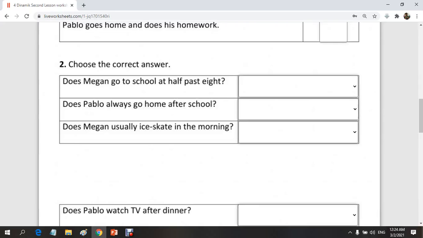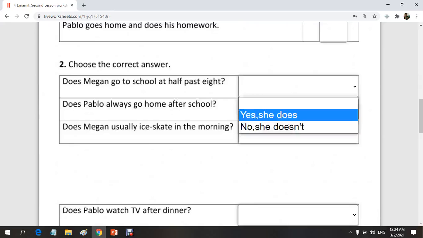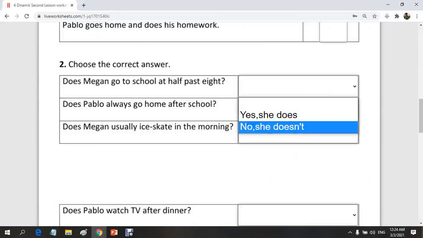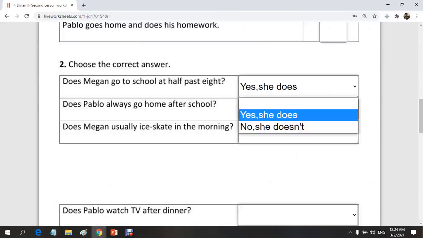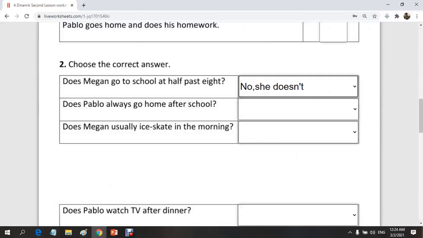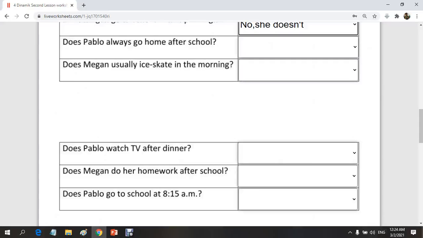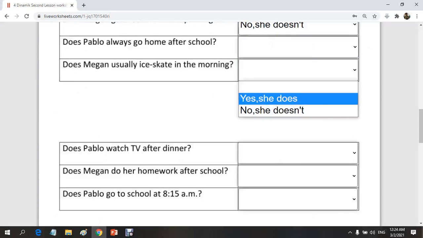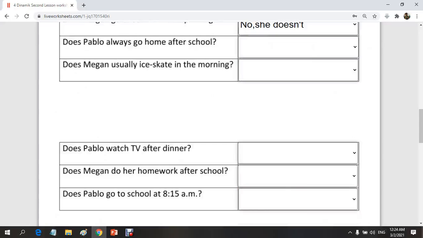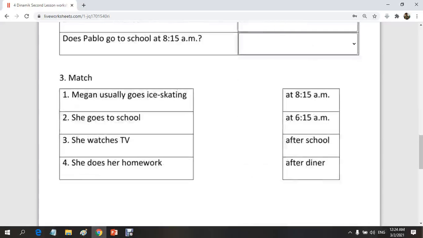Does Megan go to school at 8:30? 7:45, 8:30. So you click here on the empty. So yes, she does, or no, she doesn't. Which one? Yes means correct, no is wrong. If you think it's correct, you press correct. If you think it's wrong, you press wrong. So you read all of the sentences and try to answer them as best as you can. If you want to know the answer, you go back to the video and look again at the story.